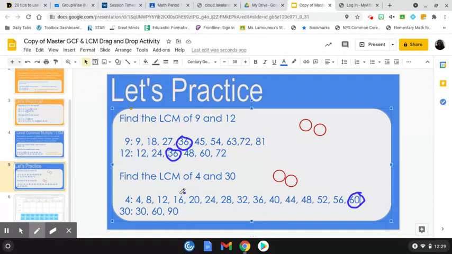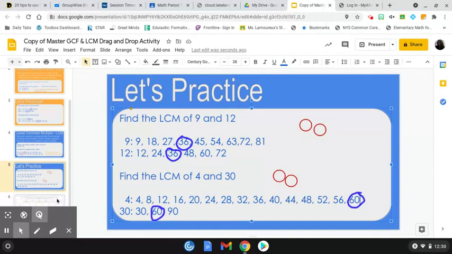So we had to do a lot more with the 4s than we did with the 30s. So hopefully this helps you understand when we're doing multiples, you're multiplying the two numbers times another factor to see where you can get the least common multiple.